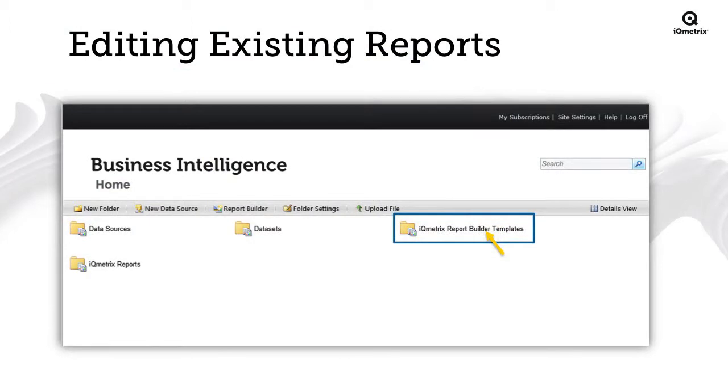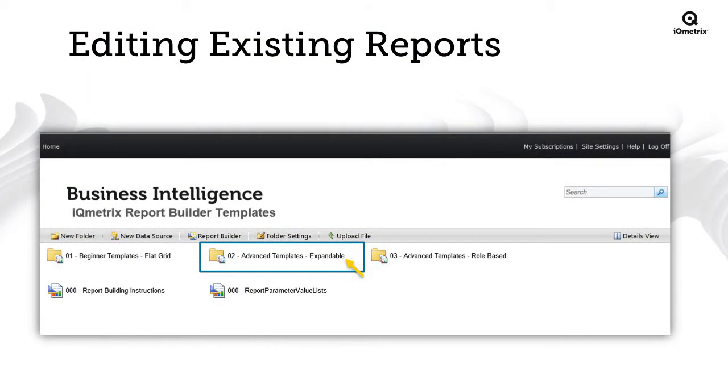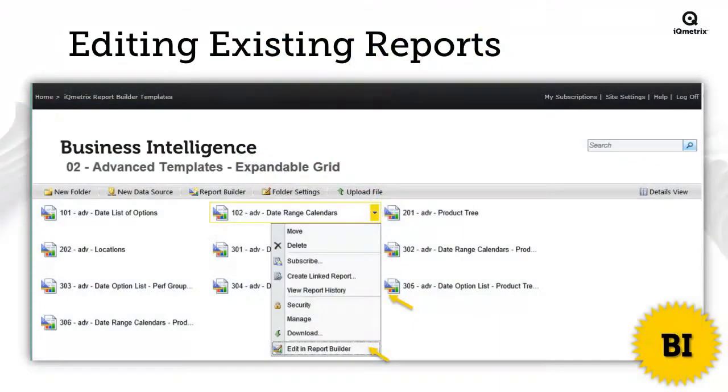So back on your home page, if you're an admin and you have the ability to create reports, not if you're that sneaky guy that gets locked out of everything, but if you have administrative rights, you can come in here and use our templates. So we're going to click on this folder and choose one of these templates. I think this one looks pretty interesting, date range calendars.